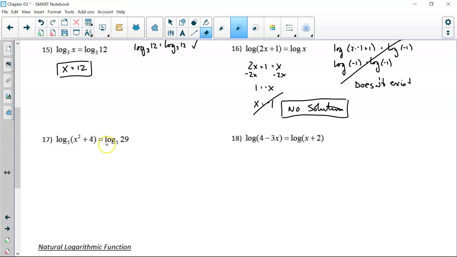Another one, log base 3 and log base 3. So once again, one-to-one property, x squared plus 4 equals 29. Subtract 4. X squared equals 25. Take the square root. X equals 5 and negative 5. Don't forget to check. So the log base 3 of 5 squared plus 4, log base 3 of 29. Log base 3. Now 5 squared is 25, plus 4 is 29.